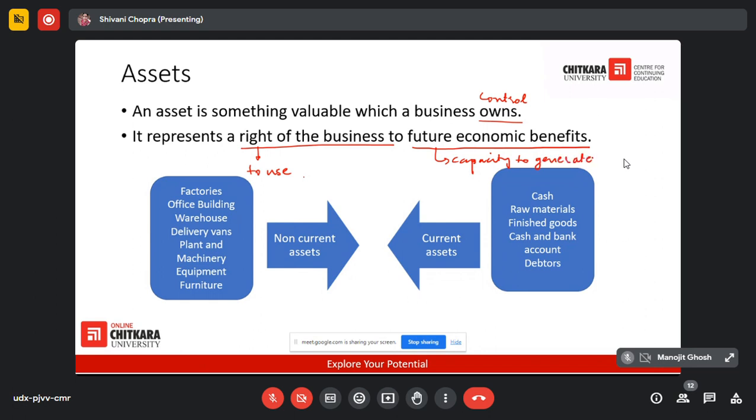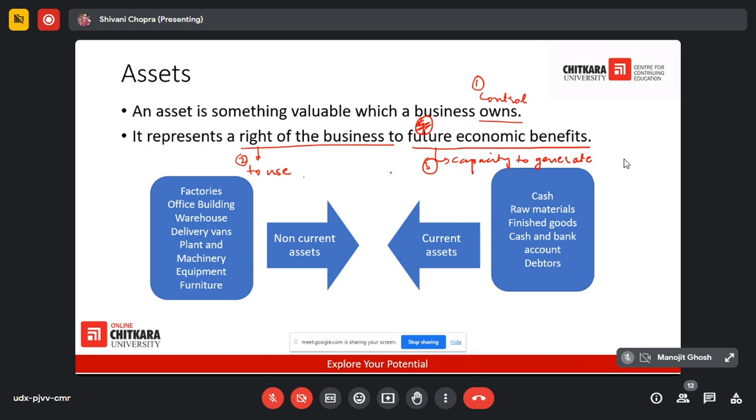Okay, so if you understand these three things, you can define an asset. What is that? First thing is, it is something on which the business has a control. Second point is, the business has a capacity, has a right to put that thing into use for the purpose of business. Third is, it has a capacity to generate, but what? Generate revenue, or we can say generate future economic benefits. So these are the 3 points that actually are used to define the term that is known as assets.